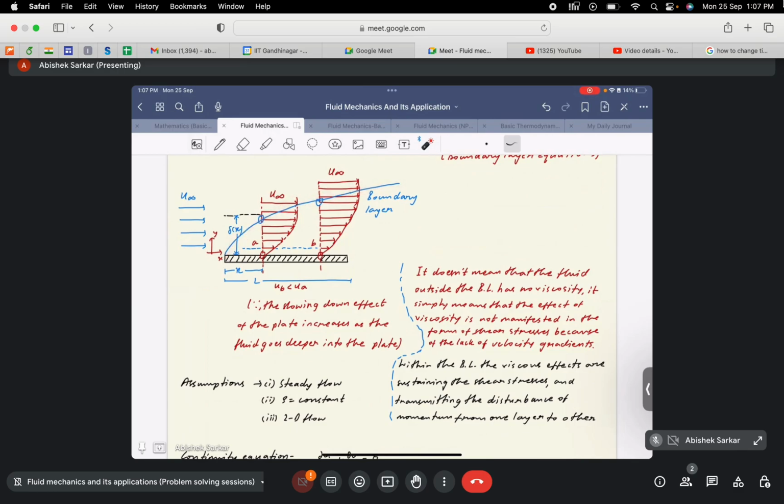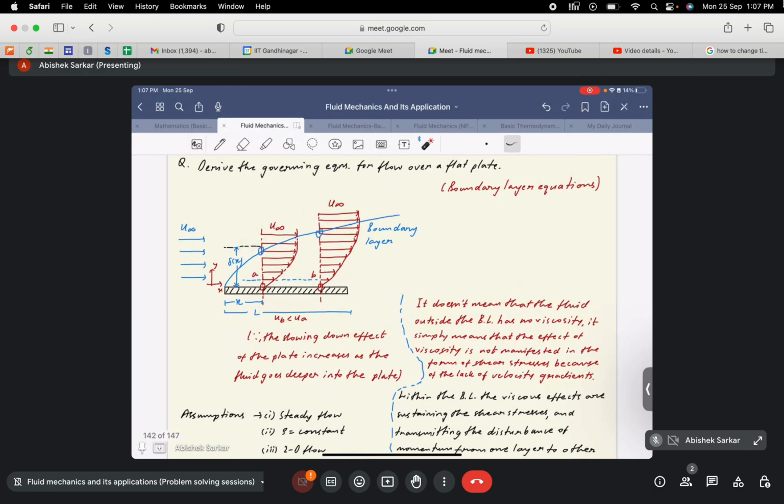So here you can see that within the boundary layer there is a slowing down effect. Within the boundary layer the fluid experiences the effect of the plate, and that's why there is a curved velocity profile. The effect of the plate is felt within this boundary layer, and outside it the velocity profile is essentially straight. So outside this boundary layer the flow is essentially inviscid, or you can say the flow is considered to be a potential flow.